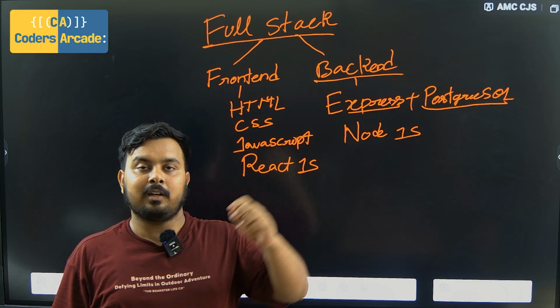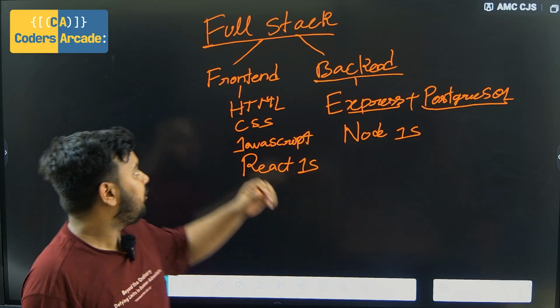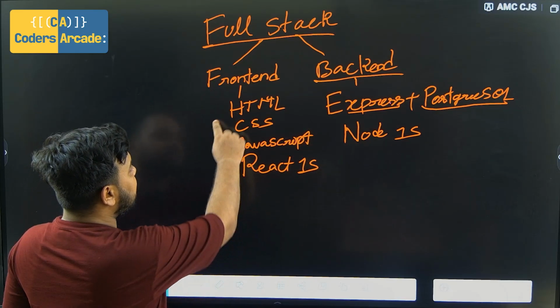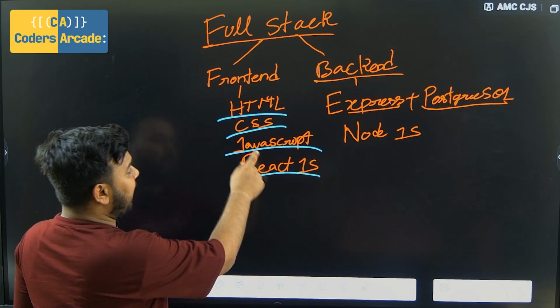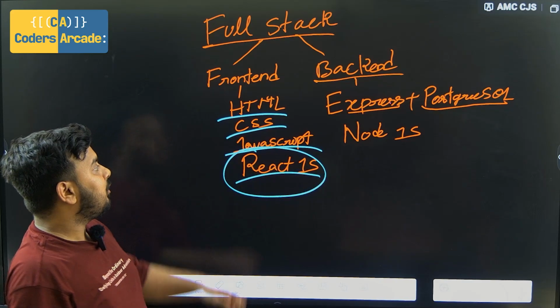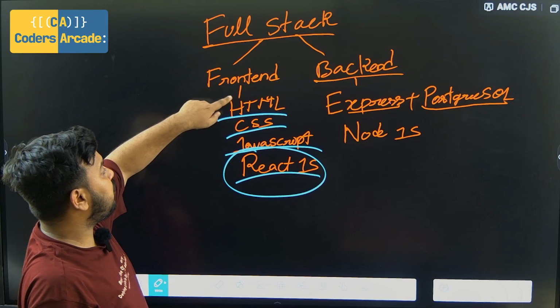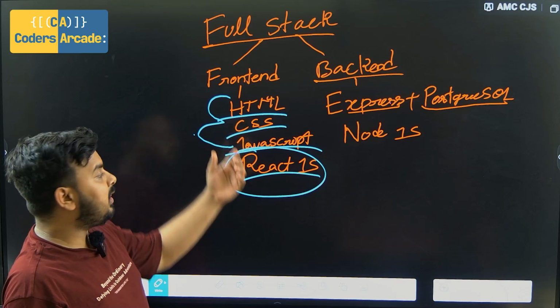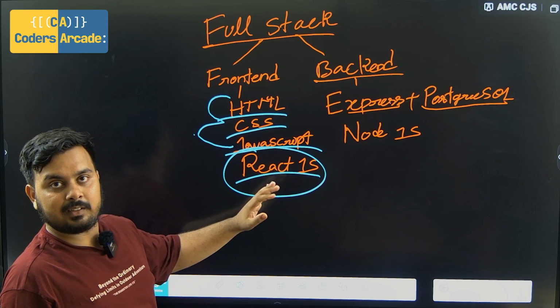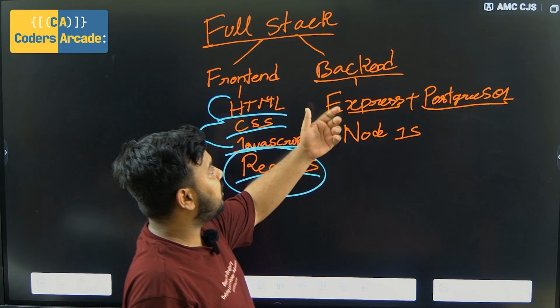So in the front-end part, what are the technologies we are going to see? We are going to see HTML, CSS, JavaScript, and React.js. If I talk about React.js, what is going to happen? We are going to first study HTML, CSS, and JavaScript, and with the combination of these three, we are going to see how React.js is working. After this, we are going to see the backend part.